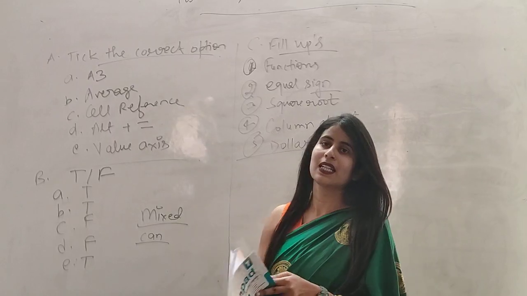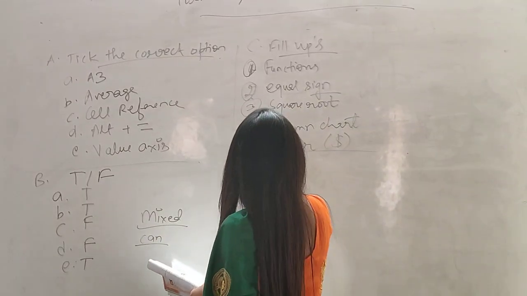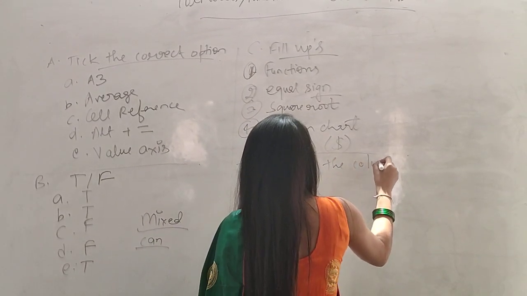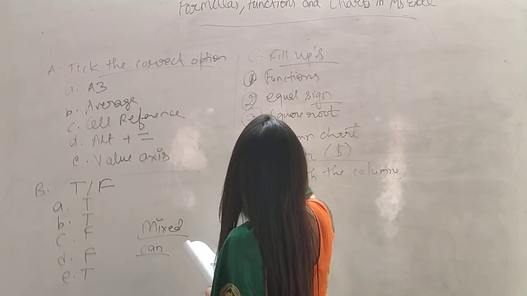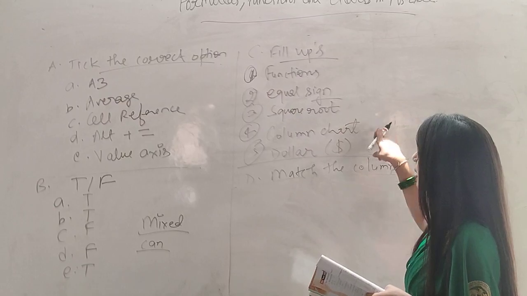Okay, these are the fill-ups. Now, matchups. The next part is match the columns. The fill-ups answers are: functions, equal sign, square root, column chart, dollar sign.